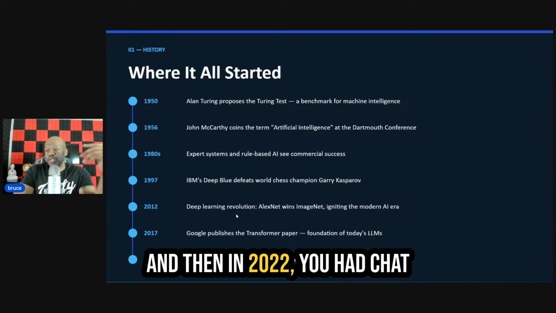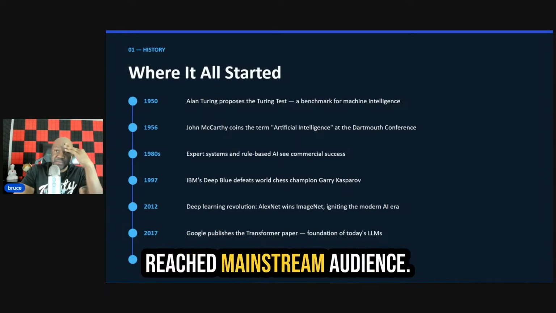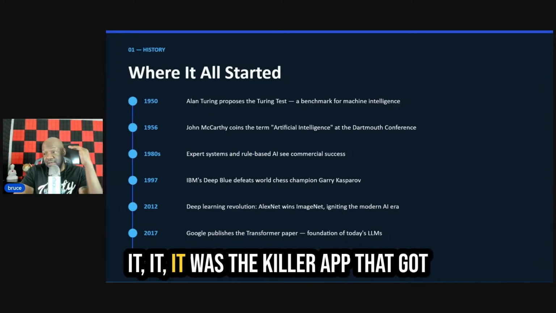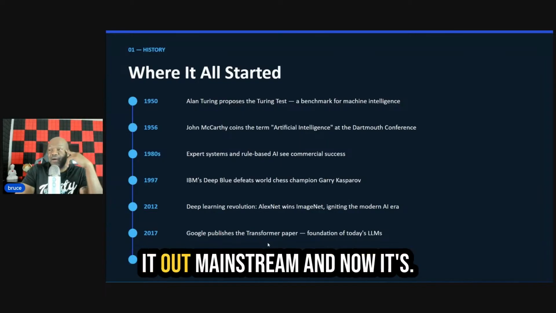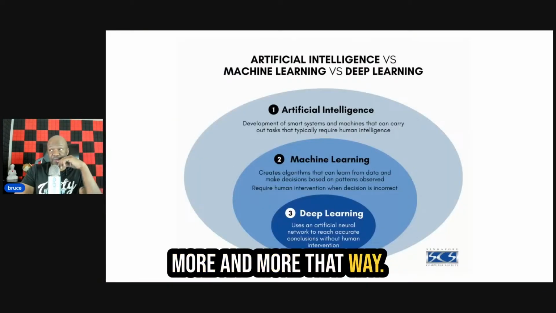And then in 2022, you had ChatGPT and generative AI, and it reached a mainstream audience. It was the killer app that got it out mainstream, and now it's something that people can't live without, and it's getting more and more that way.